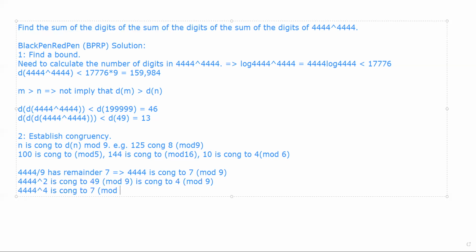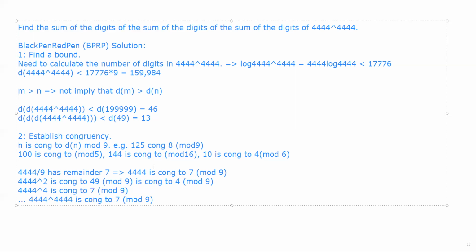And then he kept doing it all the way to 4444 to the power of 4444, and then establishing it. So if you watch his video, like I said, I'll link it in the description below, he eventually worked his way up and then said 4444 to the power of 4444 is congruent to 7 mod 9. And it's actually true.